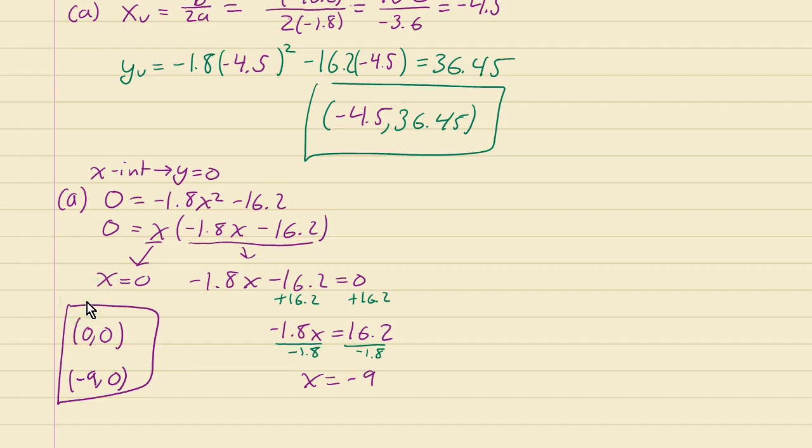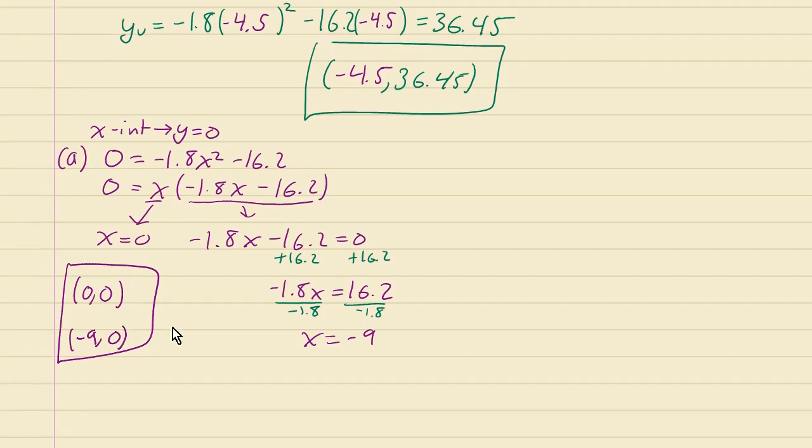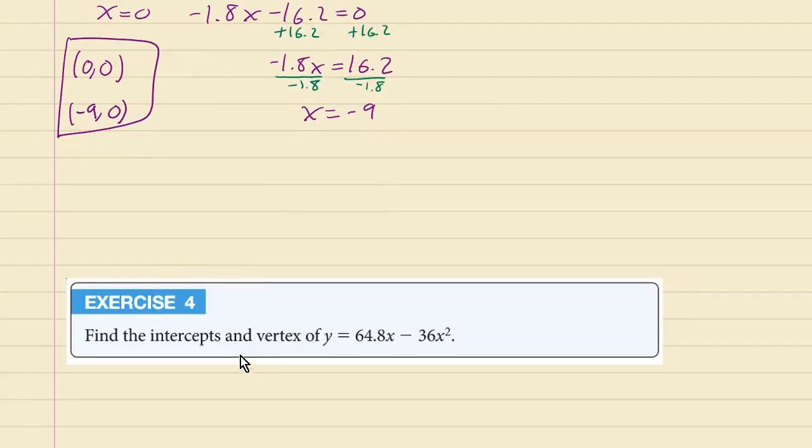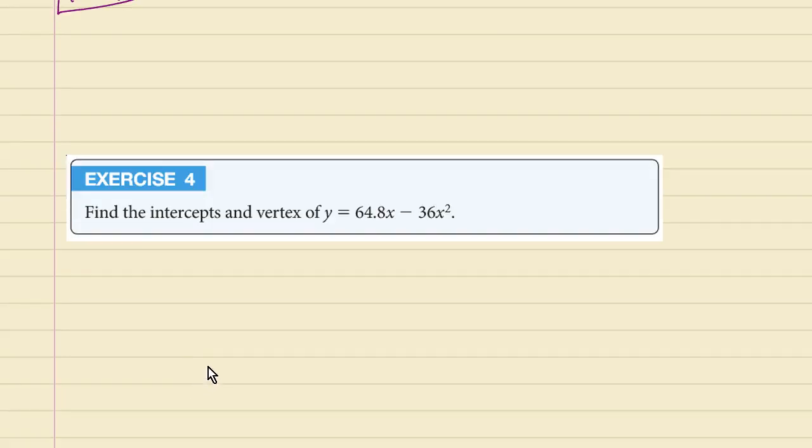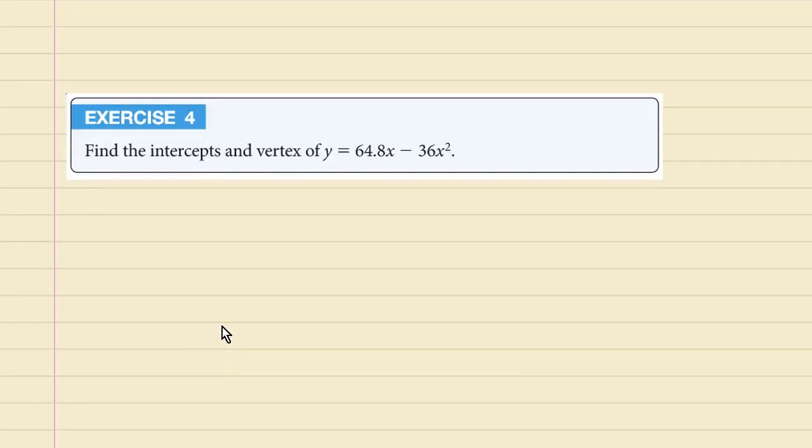And you could use that to graph it now, by the way, but I already graphed it with a calculator, so I'm going to skip that. Here's your exercise to do. Same idea as that. You can use this example I just did for inspiration. Find the intercepts and the vertex.